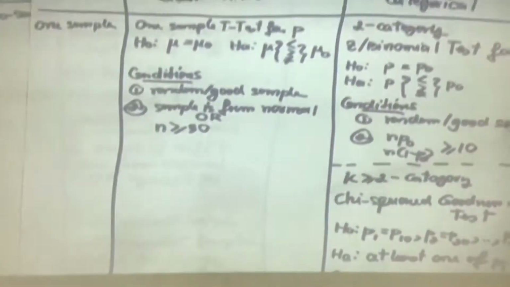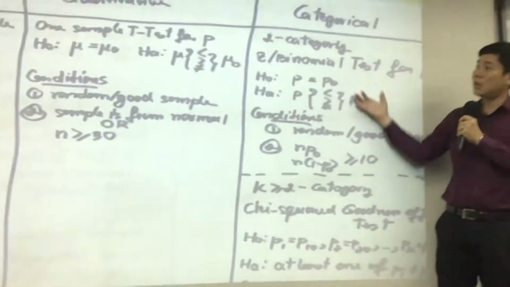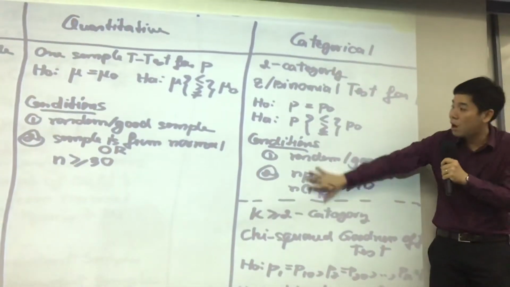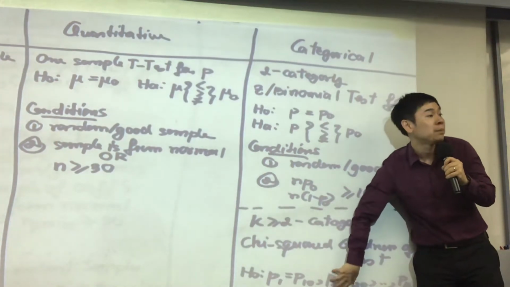For categorical data, you have this z-test that you did in the pre-course. We haven't talked about this one yet. We'll talk more about that.